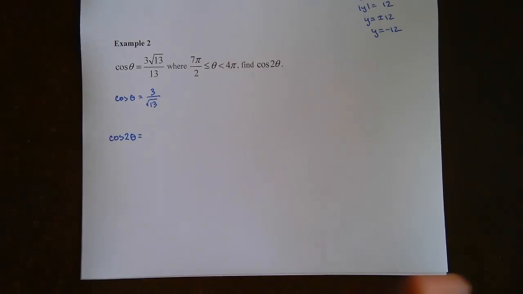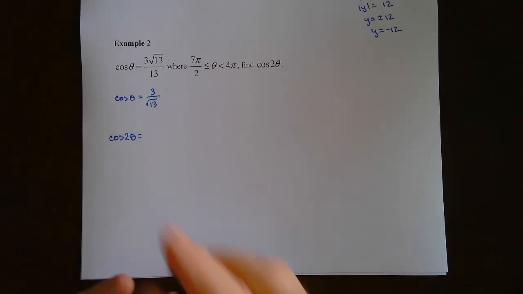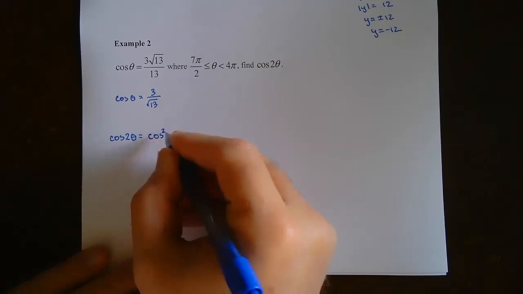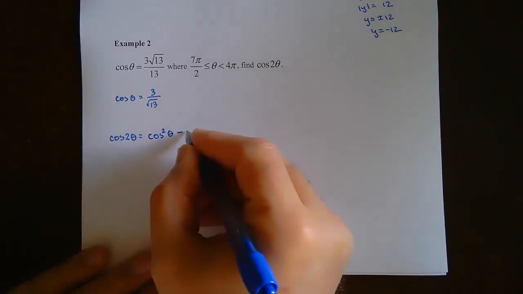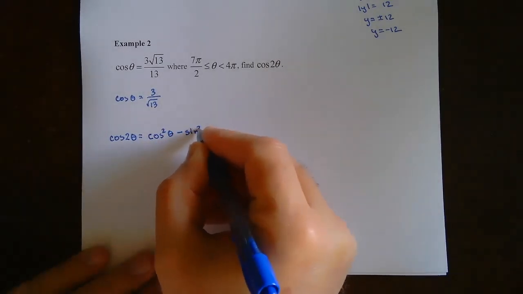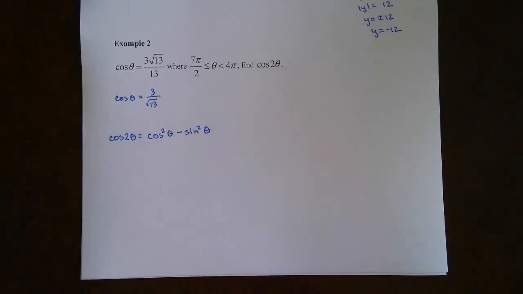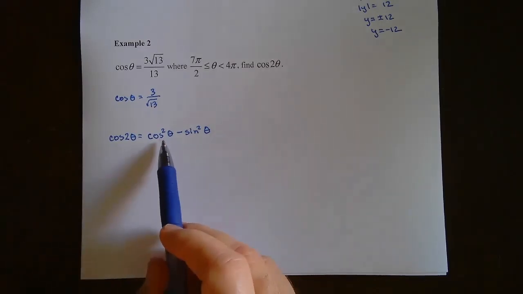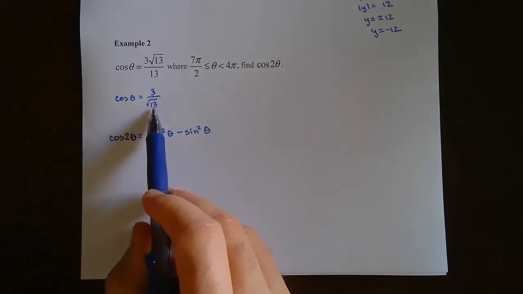There are 3 options here, and there's not one that's necessarily better than the other. I'm going to do this one. I'm going to choose cosine 2 theta is equivalent to cosine squared theta minus sine squared theta. So what I have to do is figure out cosine theta and sine theta. I actually already know cosine theta, because it's 3 over square root of 13.